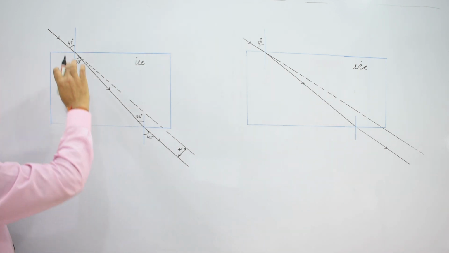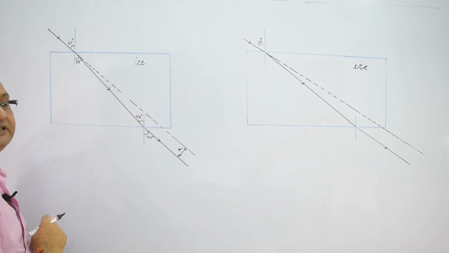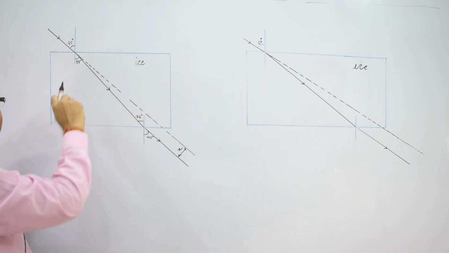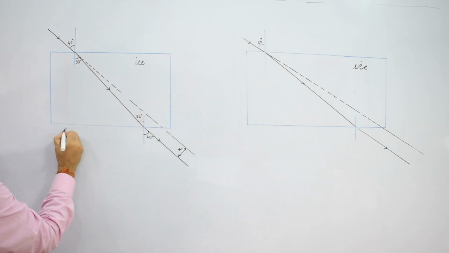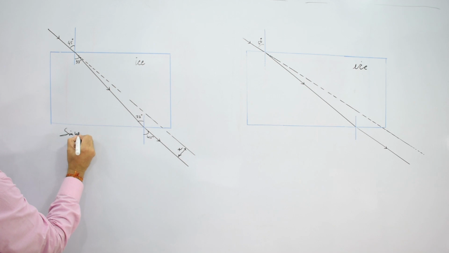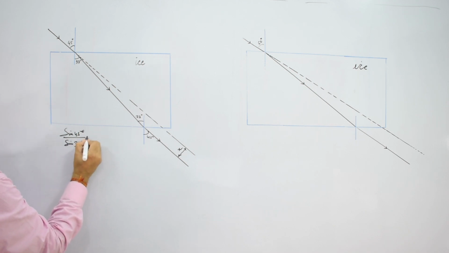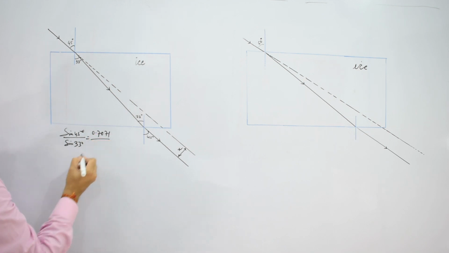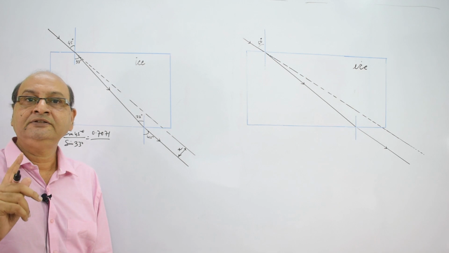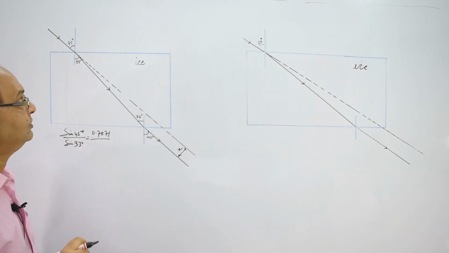Now let us see what the angle of incidence here is. 45 degrees is the angle of incidence here, and we have an angle of refraction here of 33 degrees, because we know that sine 45 degrees upon sine 33 degrees is equal to 0.7071. These values I am taking from the natural sine table which is at the back of your math book. You can check it out from there.